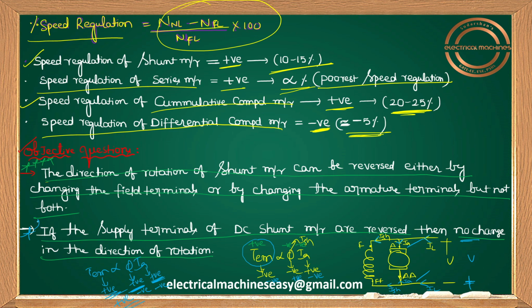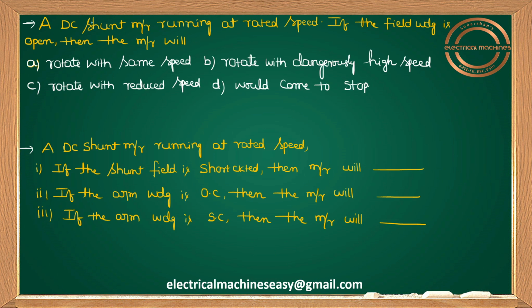So please try to understand, if the supply terminals of this shunt motor are reversed, then there is no change in the direction of rotation. Okay, this is one more point. Let us see this question. A DC shunt motor is running at rated speed. Now my question is, if the field winding is open, what will happen?